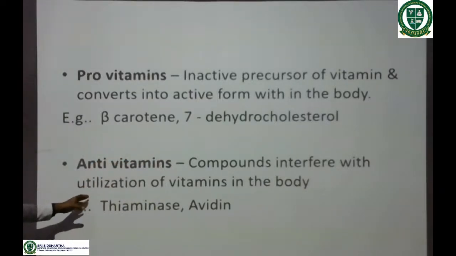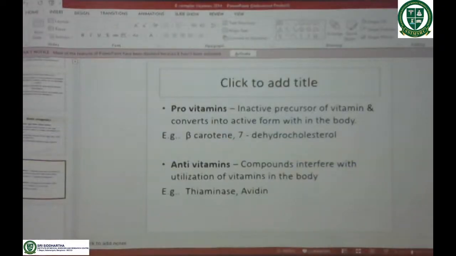Antivitamins are substances which inhibit the absorption of the vitamin from the gut. Examples are thiaminase and avidin. So these are provitamins and antivitamins. So this is all about biotin. Biotin is a small vitamin, but important. It will be asked for 5 marks. That is the carboxylation reaction. You need to remember the 4 enzymes, and you have to know why it is called as such.